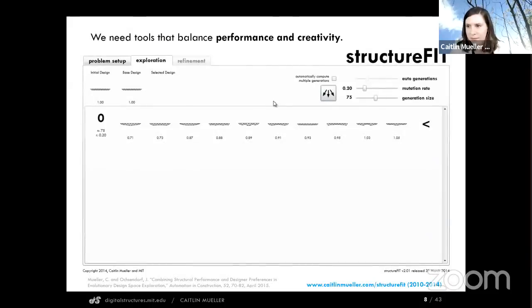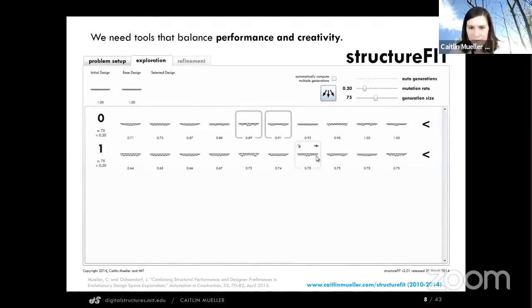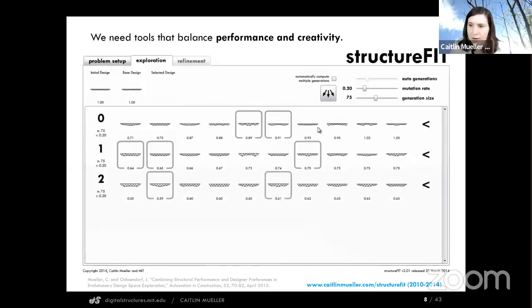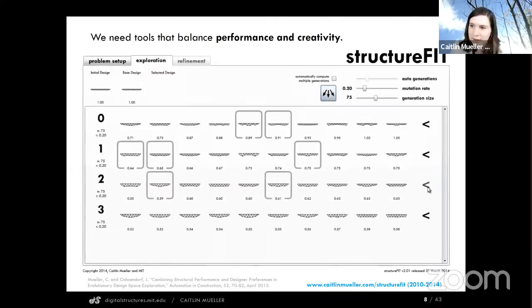So I work on building tools and methods to enable this type of exploration. I call it design space exploration. This is a tool that I built during my PhD called Structure Fit that explores the shapes of 3-dimensional trusses. The number beneath each design is a measure of performance. It measures the amount of material required. A lower number is better. It's normalized by the original design. And it uses something called an interactive evolutionary algorithm, where the designer is shown a subset of high-performing design ideas generated by the computer. And then he or she selects the ones that are most interesting for qualitative reasons. And those are used to generate new design ideas.